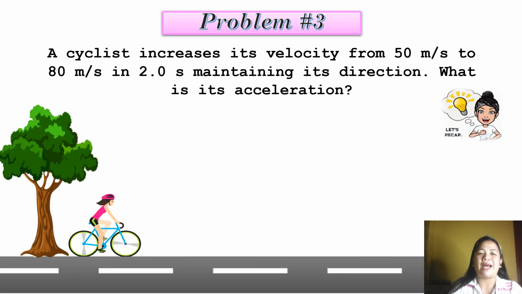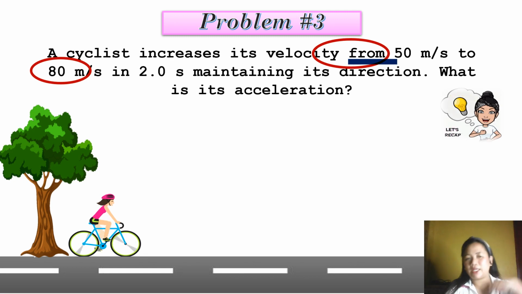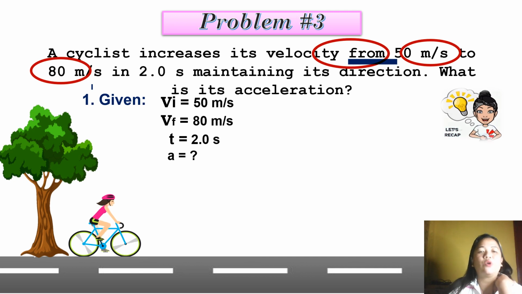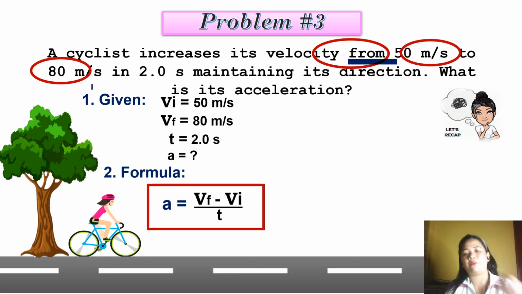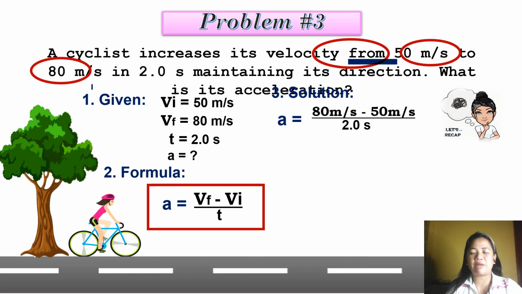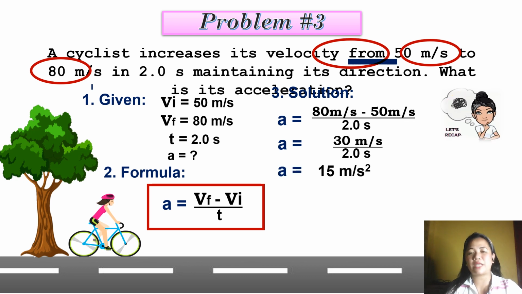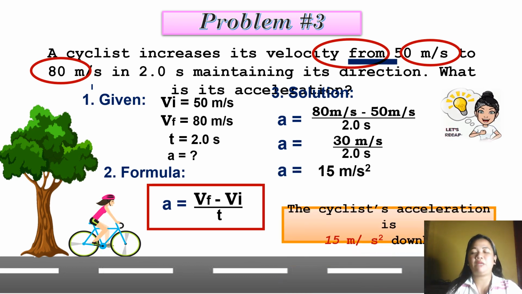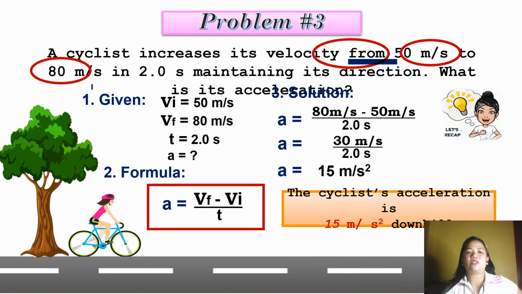Problem number 3. A cyclist increases its velocity. Ito naman sa from. So, pag may word na from, that will be your initial. Okay? So, from 50 to 80 at 2.0 seconds. We have to look for the acceleration. So for our VI, it's 50 meter per second. For your VF, it's 80. For the time, it's 2.0 seconds. For the acceleration, you have to subtract 80 minus 50. So, ang sagot 30. Divide mo sa 2.0 seconds. So, our answer now will become 15 meter per second squared. Okay?